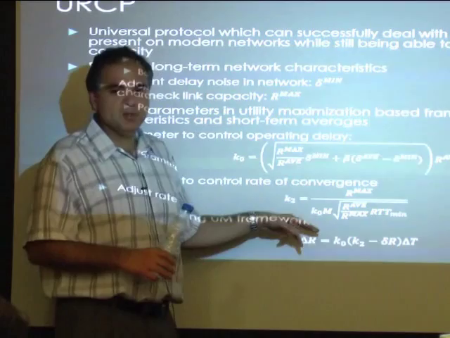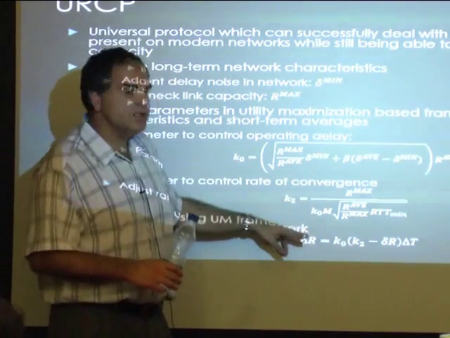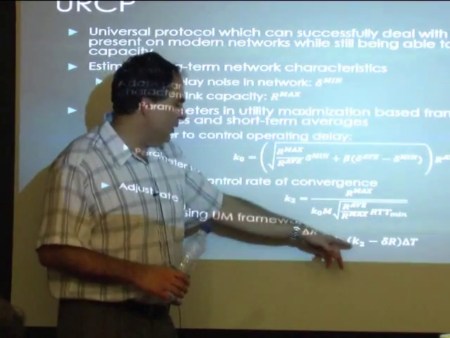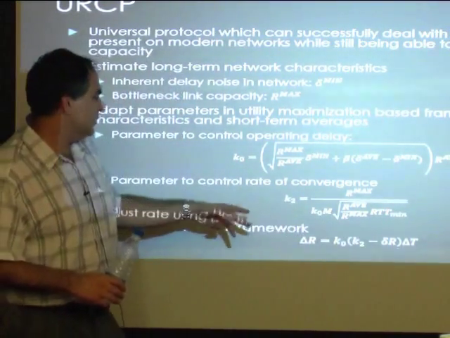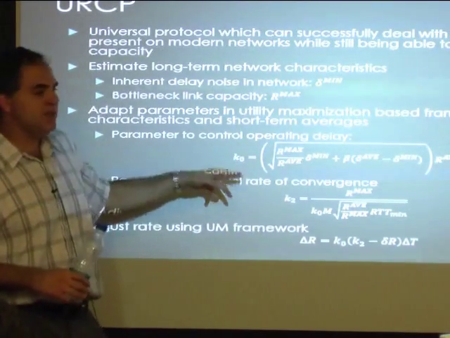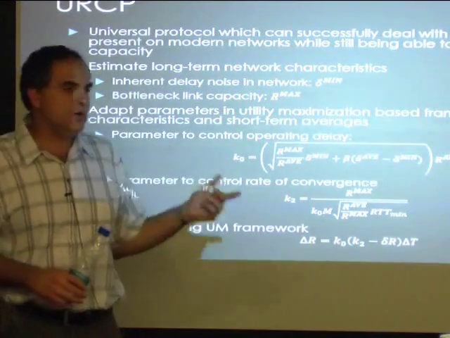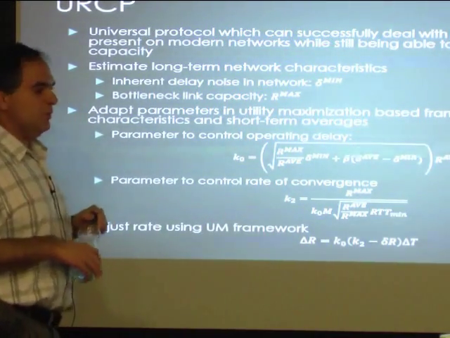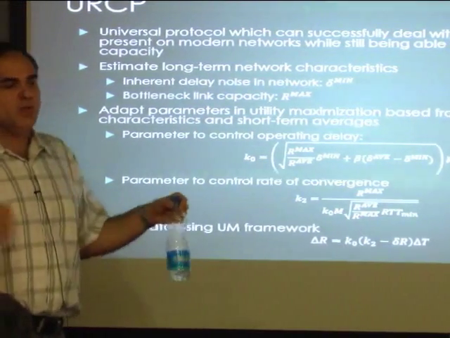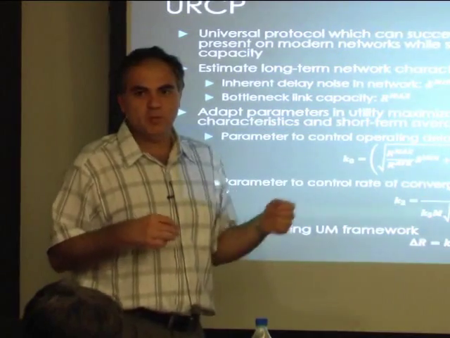The main difference between this and URCP is that in addition to just this rate adaptation, we also change these parameters in the rate control framework. So there's another adaptation which adjusts these to try to compensate for which network you're operating on. Okay, so if you're in a clean network, the operating point moves lower. If you're in a noisier network, the operating point moves higher.